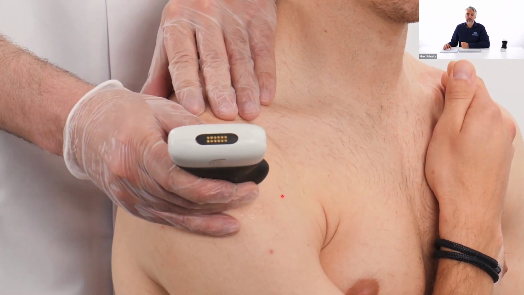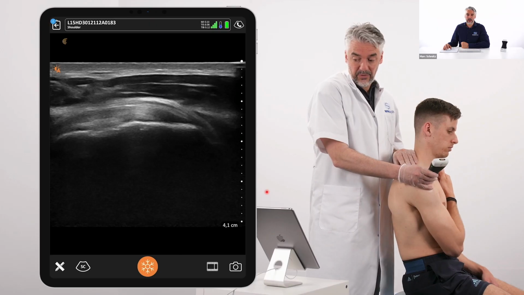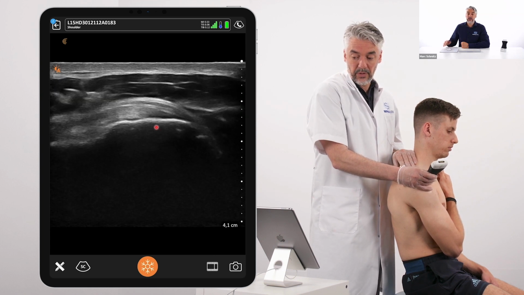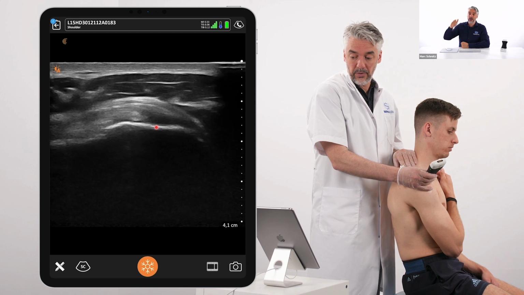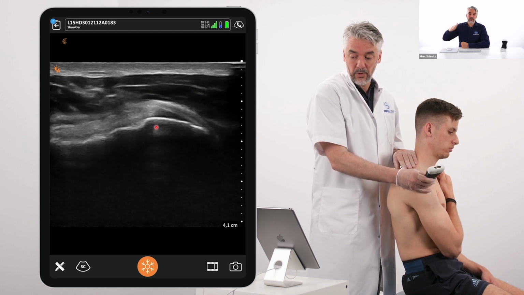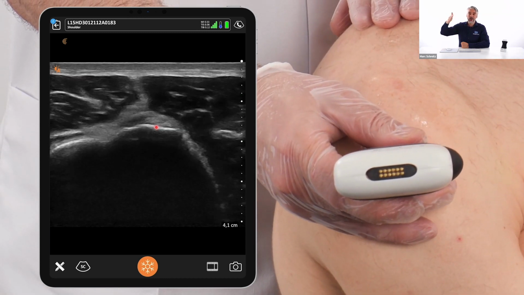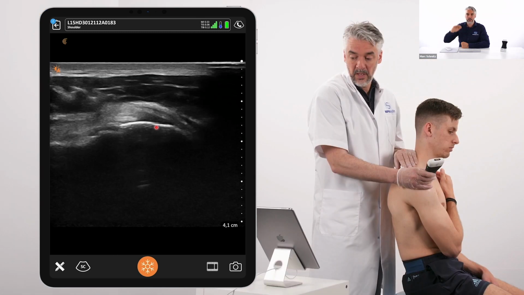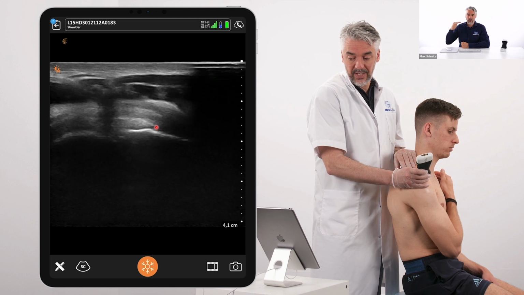Starting more ventrally at the insertion to the greater tubercle, and then right here. Again, the infraspinatus is very broad, followed by the teres minor. So make sure that you follow the cuff in this posterior part of the shoulder, really from proximal to distal. Don't stay on one spot.